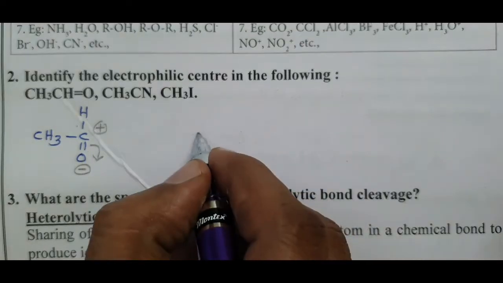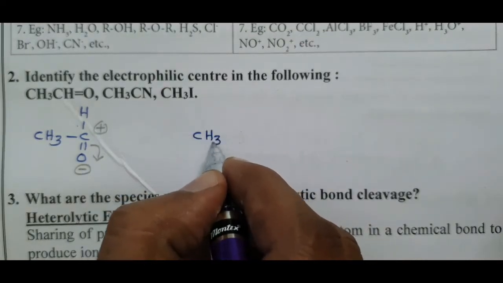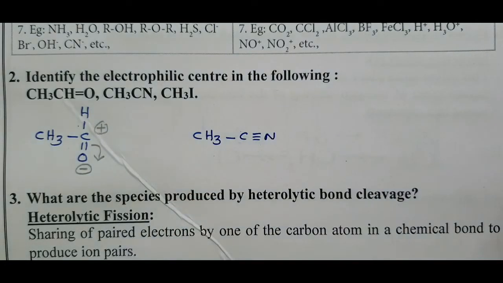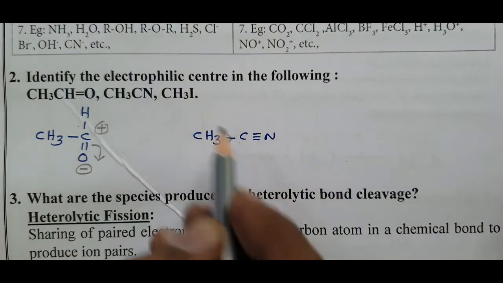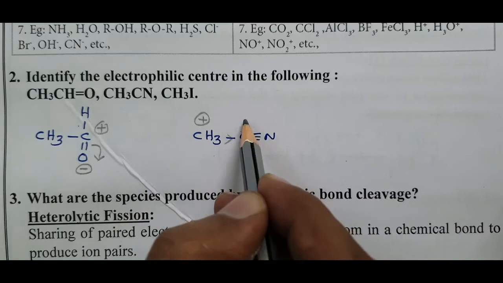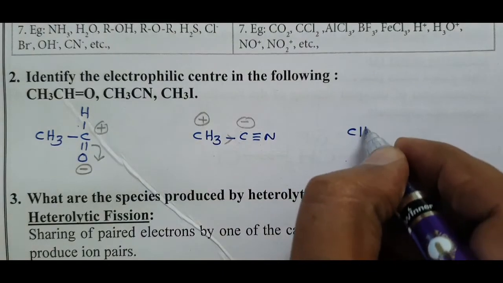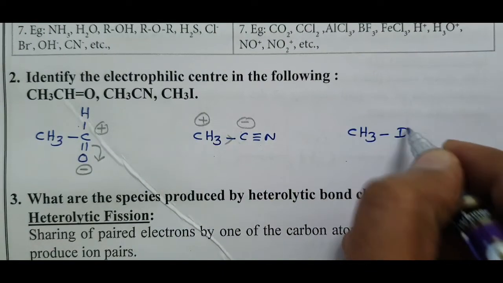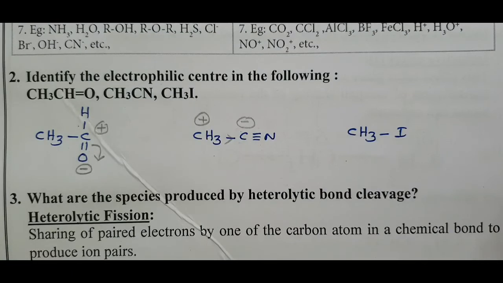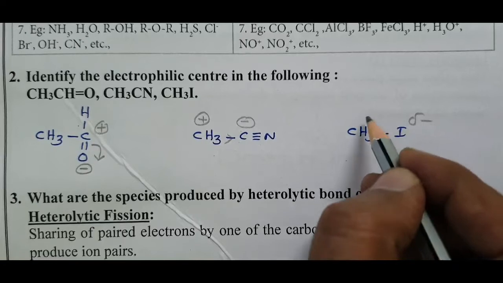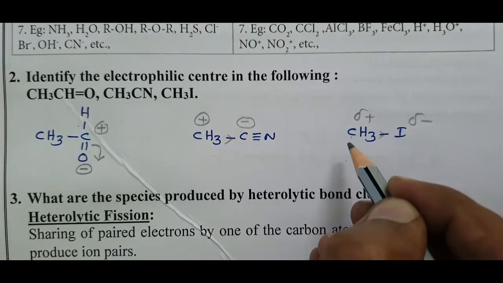In methyl cyanide, acetonitrile, ethane nitrile, the CN group attracts the shared pair of electrons towards itself. Methyl becomes plus, carbon becomes minus, CN. And in CH3I, iodomethane, methyl iodide, iodine is more electronegative, therefore it pulls the shared pair of electrons towards itself, delta minus, delta plus. This is the electrophilic center.